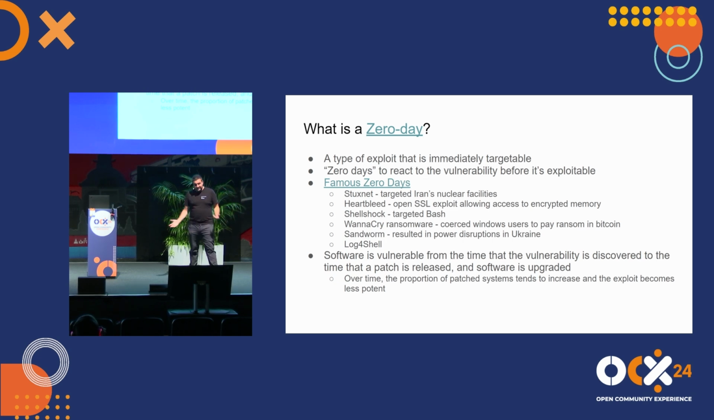system. So the moral of the story is, once a vulnerability is known, moving to get that patched version out and replacing the vulnerable version is very important. And over time, the proportion of patched systems tends to increase and the exploit becomes less and less potent. So the biggest opportunity for people exploiting vulnerabilities is right after the vulnerability has been made known to them, when the fewest systems have been patched.